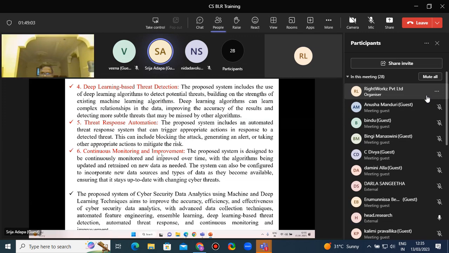Continuous monitoring and improvement. The proposed system is designed to be continuously monitored and improved over time, with the algorithms being updated or retrained on new data as needed. The system can also be configured to incorporate new data sources and other types of data as they become available, ensuring that it stays up to date with changing cyber threats.